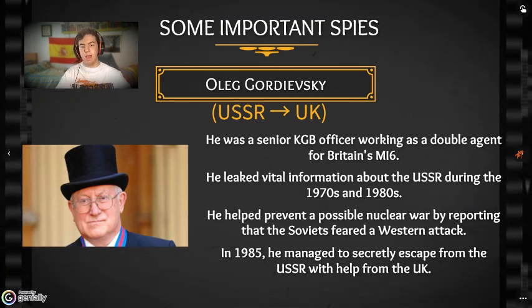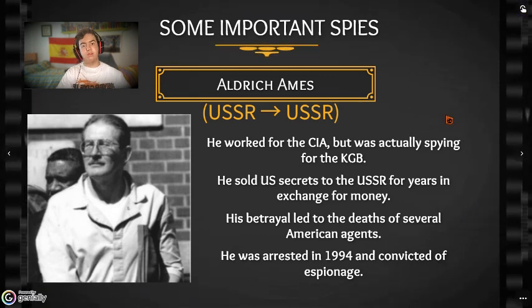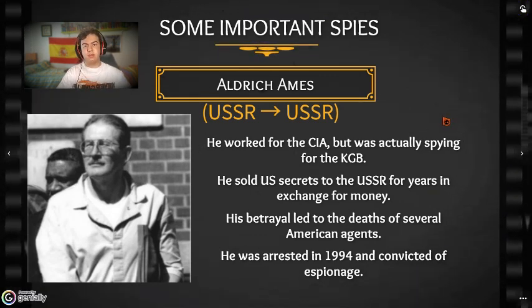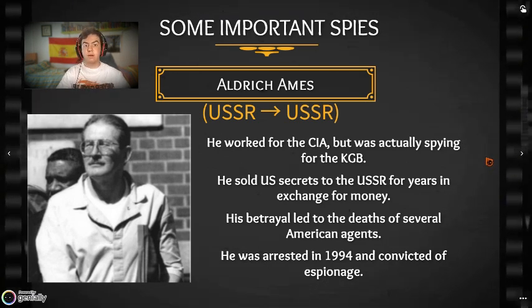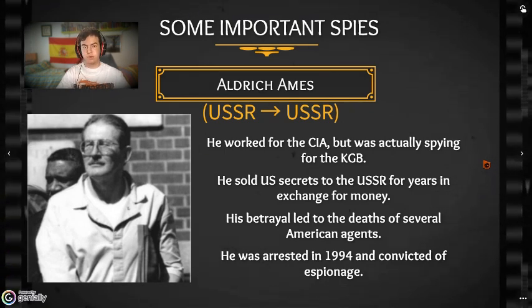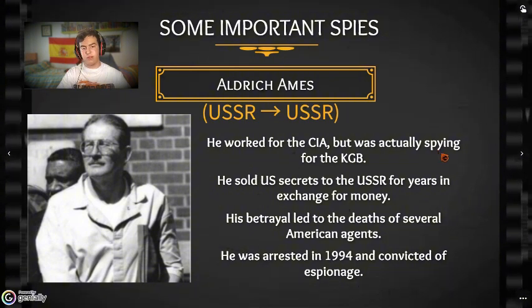Later, we have Aldrich Ames. He worked for the CIA, but he was paid by the KGB, and he gave secrets to the USSR in exchange for money. His actions led to the death of several American agents, and he was arrested in 1994 for committing espionage. He used his principal tools, and he also used a little camera.